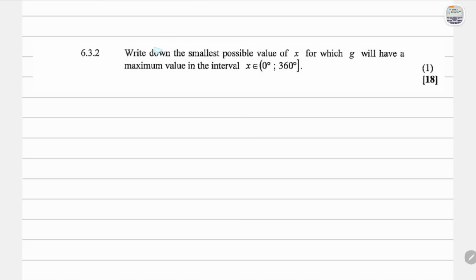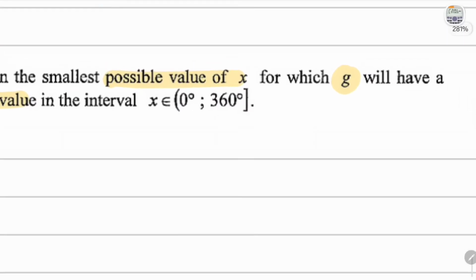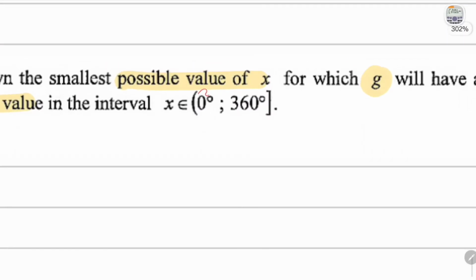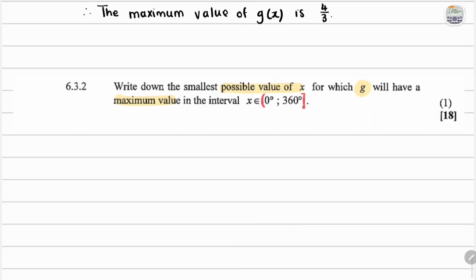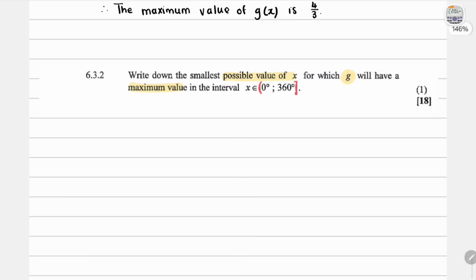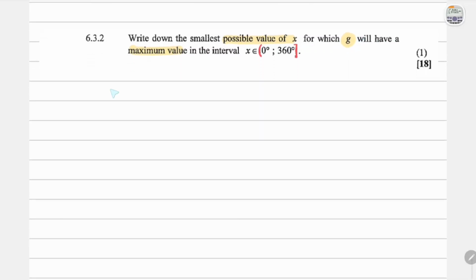Question 6.3.2 says, write down the smallest possible value of x, for which g will have a maximum value in the interval where x is going from 0 degrees to 360 degrees. Interesting use of brackets here, so we need to take note of this. This has a round bracket, meaning 0 degrees itself is not included. And here 360 degrees is included. So what they are asking us to do is write down the smallest possible value for x, but it's specifically for which g will have a maximum value.